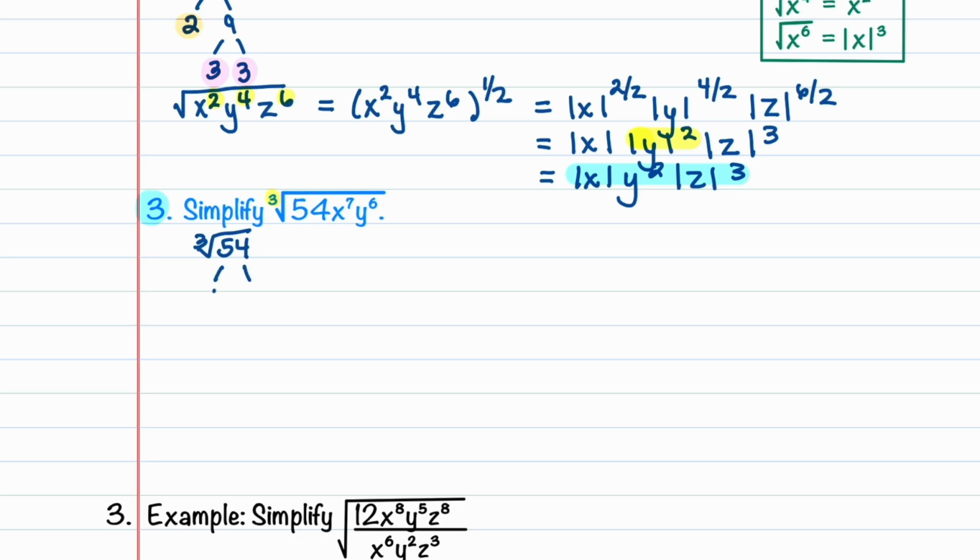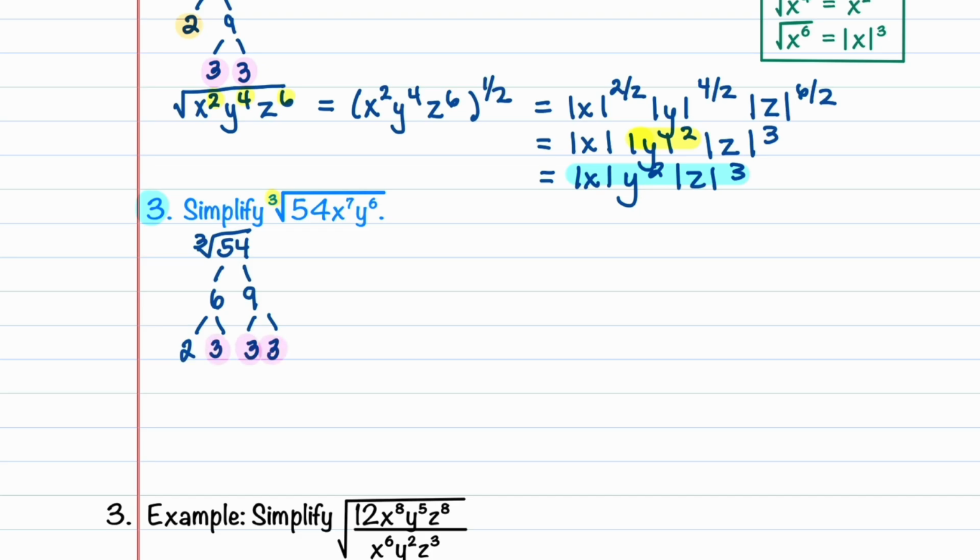So I'm going to write this as factors of 6 and 9. And then 6 has factors of 2 and 3. And then 9 has factors of 3 and 3. Because we're taking the cube root, we are looking for groups of 3. And notice that we have 3 3s.